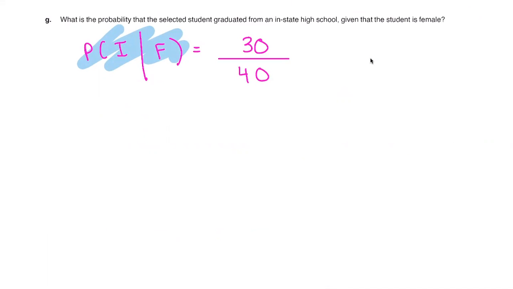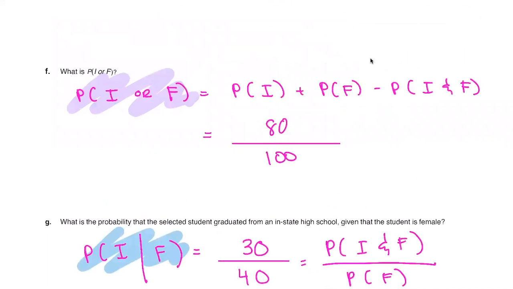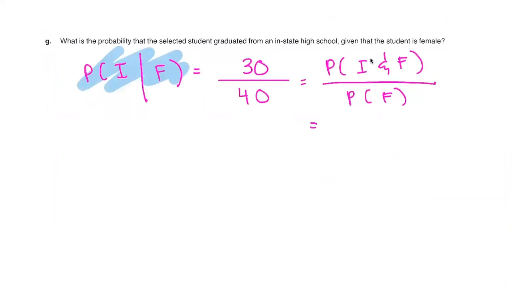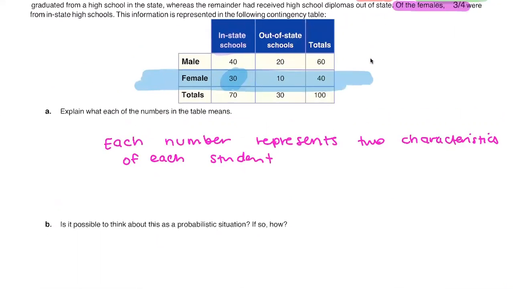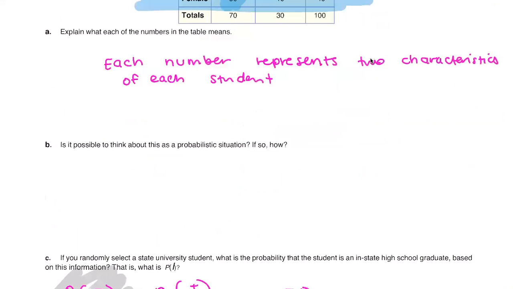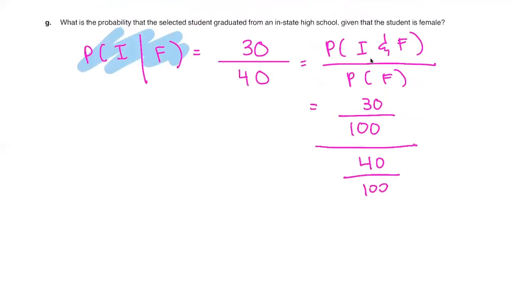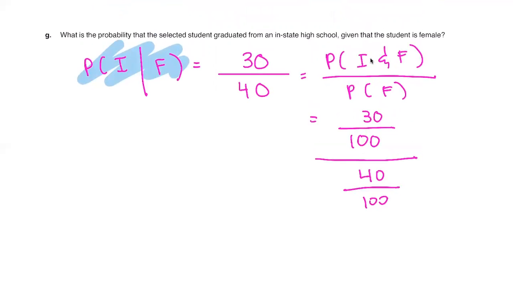How else can we look at this? I want it to be the probability of in-state and female out of the total probability of picking a female student. Well, we picked up in-state and female earlier. That was 30 out of 100. Probability of female, well, there's only 40 female students out of 100, so it's 40 out of 100. Well, that's cool. The hundreds cancel out and you just get 30 out of 40.